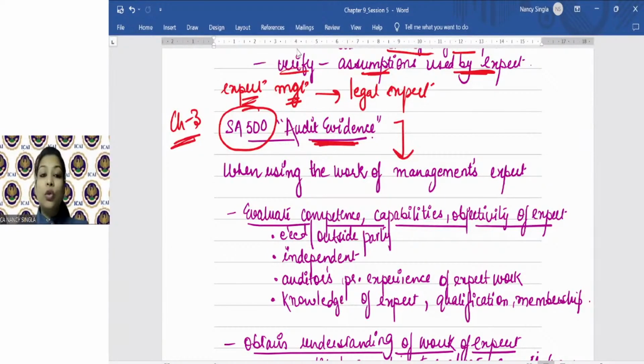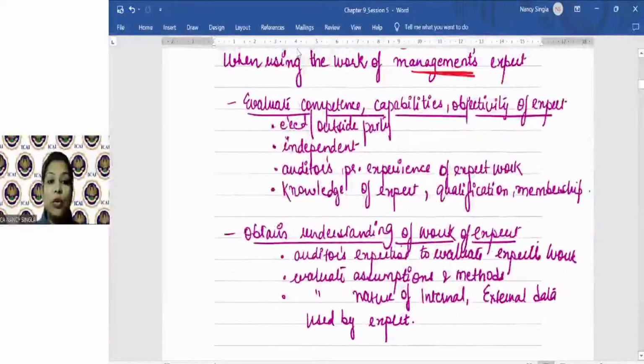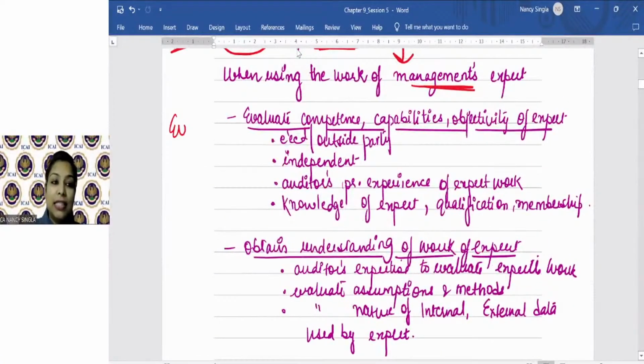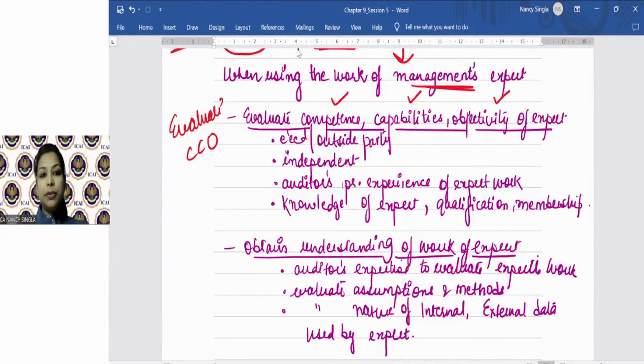ठीक है? So management expert. ठीक है? So auditor will evaluate. If you remember, I used to call this as evaluate the CCO, competence, capability, and objectivity of the expert, whether it is employed within the entity or is it an outsourced service provided by an outside party.